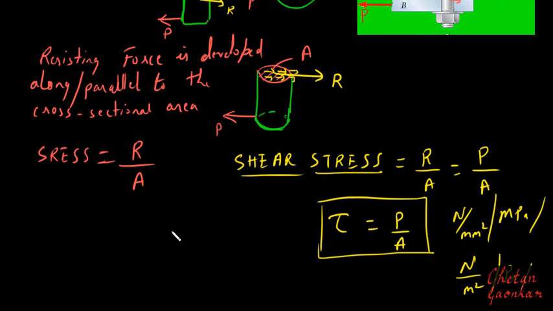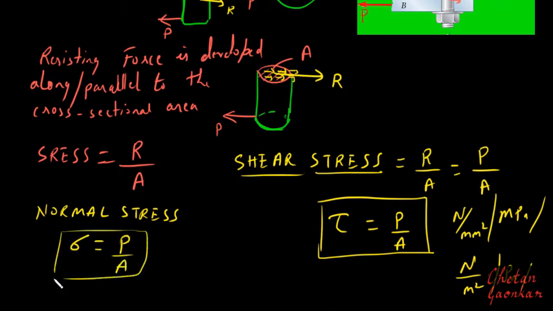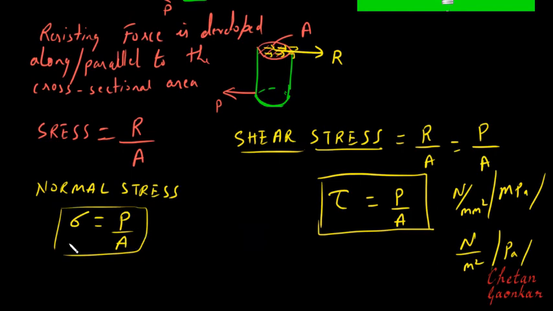So we saw now two types of stresses. One is normal stress, which is given as sigma is equal to P by A, and the second stress which we saw is shear stress, which is denoted by tau, and this will be P by A. Now what will be the effect of this normal stress?